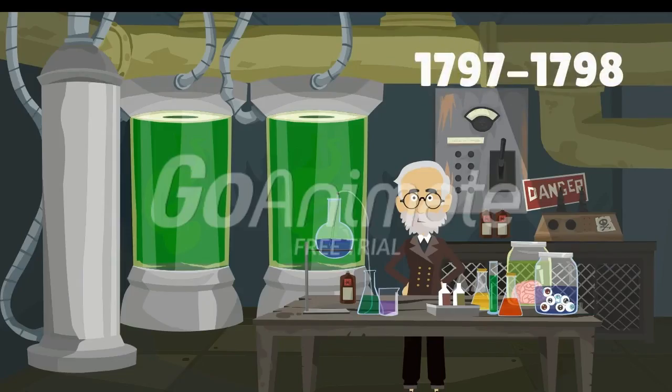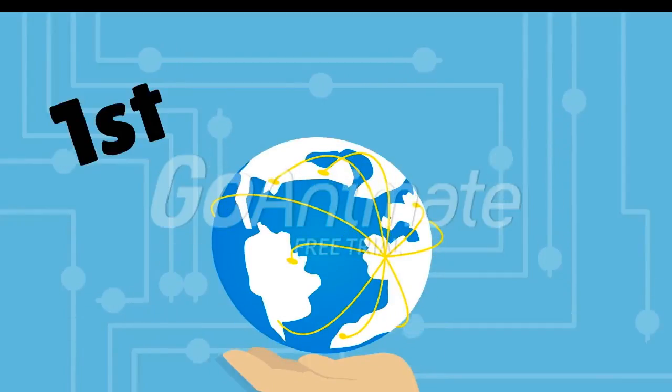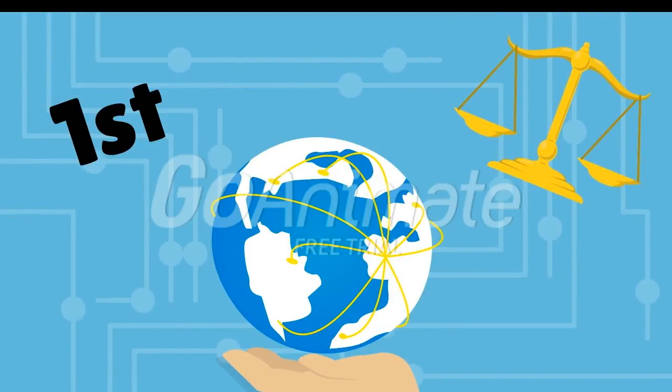From 1797 to 1798, he performed the first experiment to measure the force of gravity between masses in the laboratory, and also the first to yield accurate results for the gravitational constant. He conducted this experiment as he wanted to weigh the Earth.